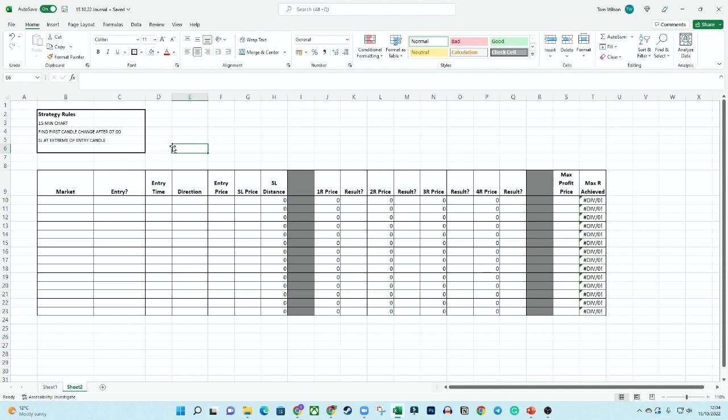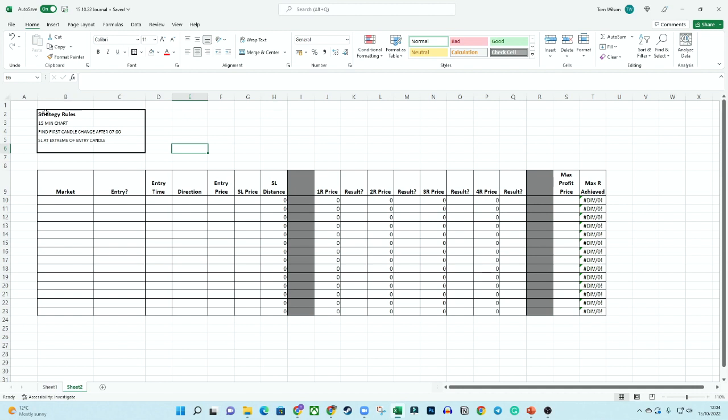We'll find out. But what I always like to do at the top of a journal is to put some strategy rules in a box so I can tell when I come back to this, maybe after a few weeks or something, and when I go through it with other traders, it's easy for them to see. It's easy for me to see and recall what I've actually tested on this particular strategy.